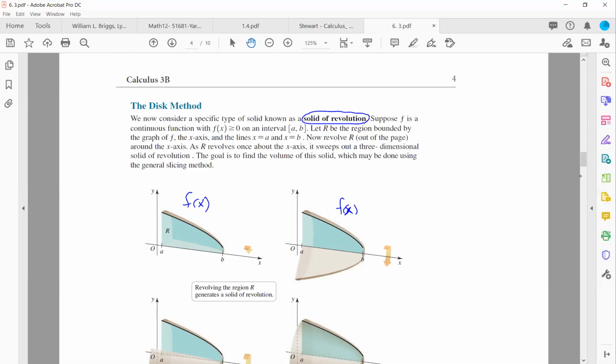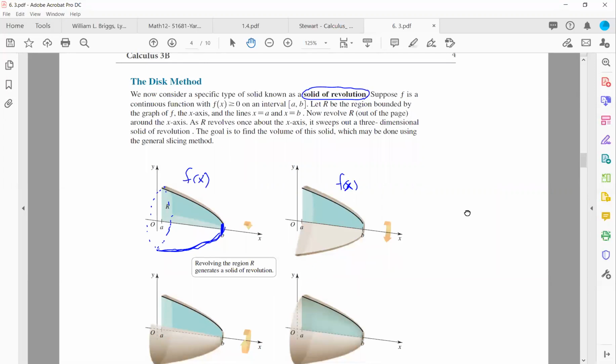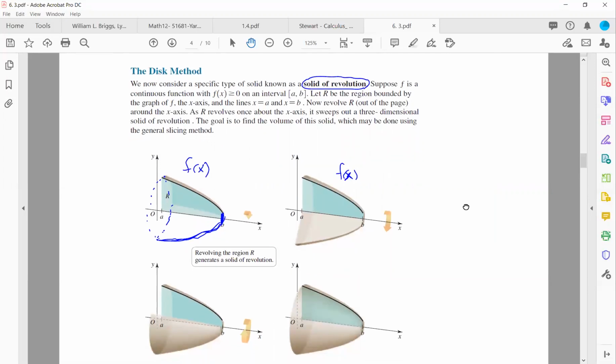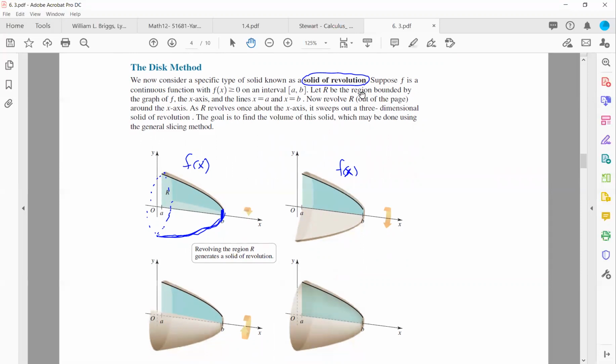Then we revolve R around the x-axis. So we're taking this region and we just revolve it around the x-axis. We are forming a three-dimensional object. Our goal is to find the volume of this new solid, and we're going to use the slicing method. This is called solid of revolution.